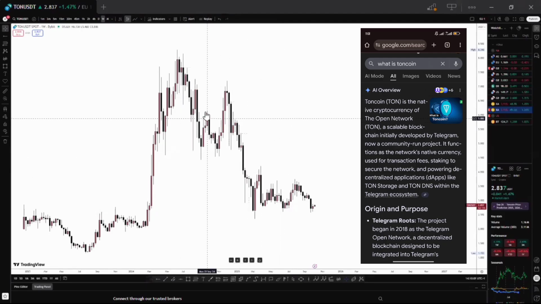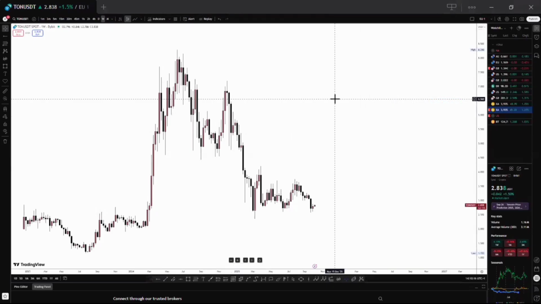So this is a weekly chart on TON USDT, which I'm going to be using harmonic pattern principles with Fibonacci ratios and market structure to break down what I think could be happening next. So that is what we're doing in this video.